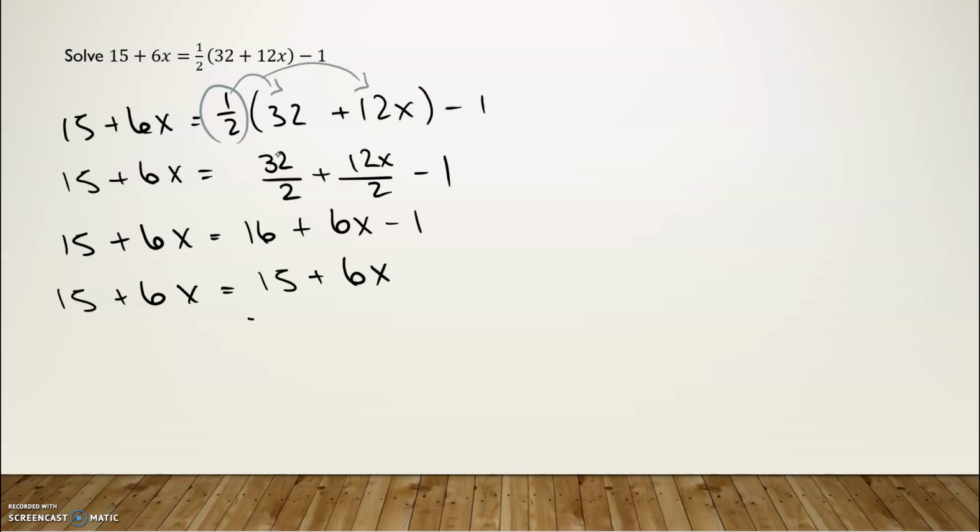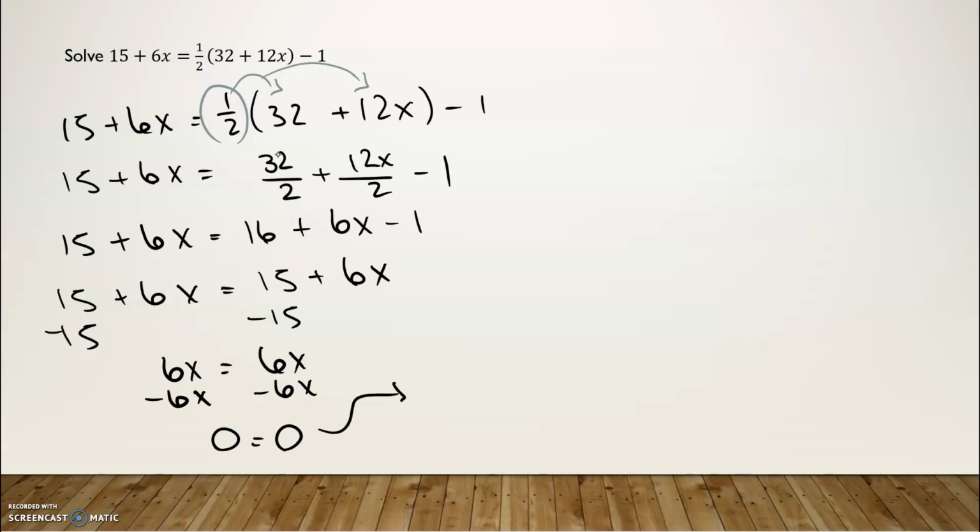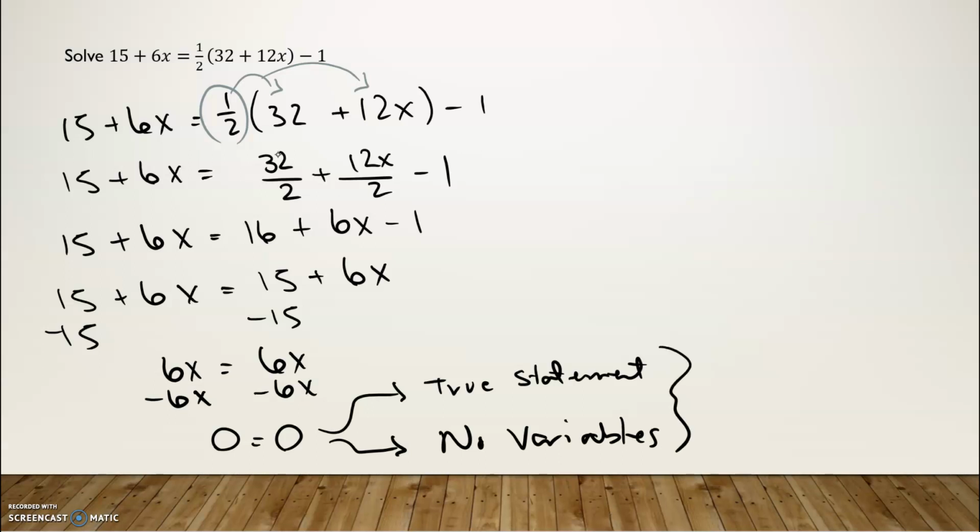16 minus 1 is 15. And then I'm going to subtract 15 from both sides. So I get 6x is equal to 6x, and then I'll subtract 6x from both sides, and then I get 0 is equal to 0. Now notice two things. Number one, I have a true statement. And then number two, I have no variables left. So when I have these two together, that means that I have an identity equation, which means the solution set is all real numbers, or from negative infinity to infinity.